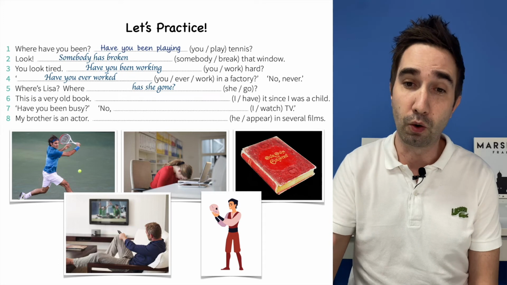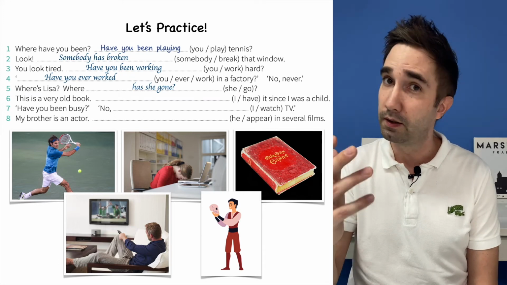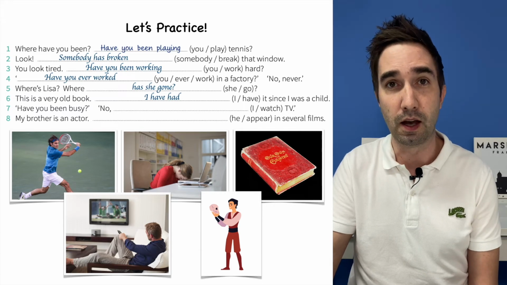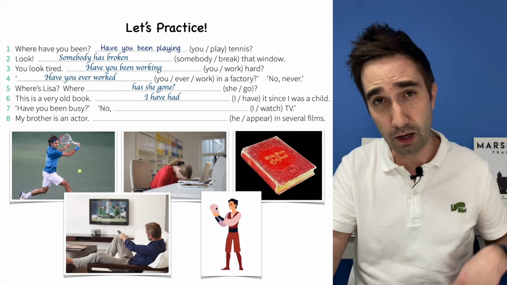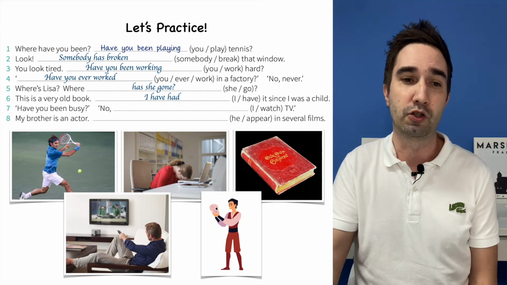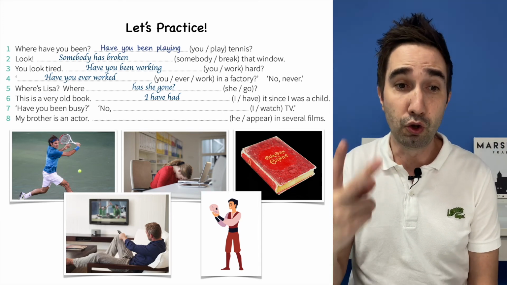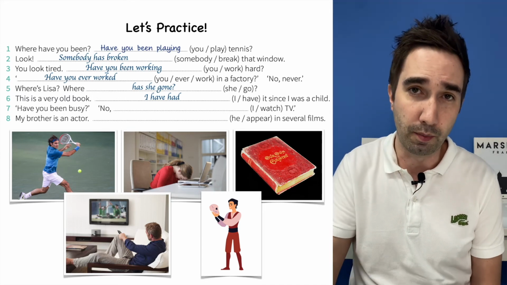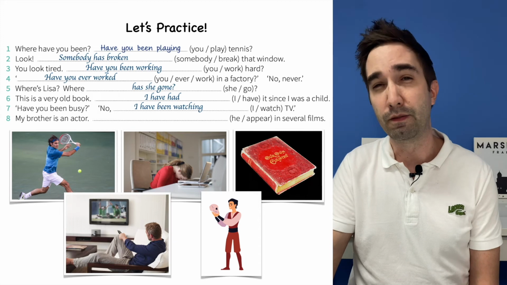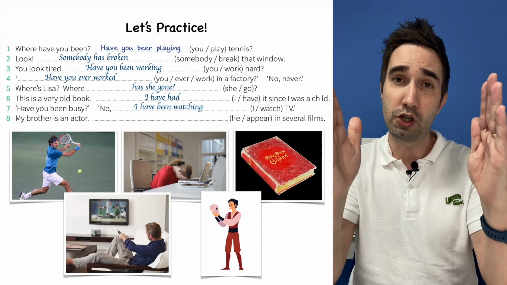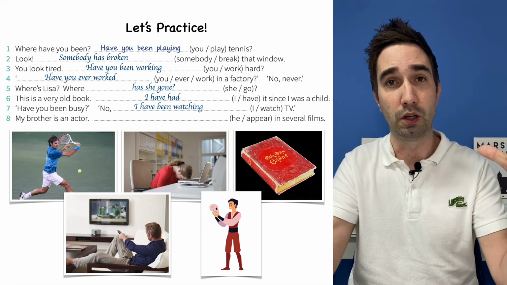And this is a very old book. I have, that's a state verb. So we're going to say, I have had it since I was a child. I got it when I was a child. I still have it. All right. And 2 more. Have you been busy? No. Look at the picture, that guy there in the bottom corner. I have been watching TV. So I started watching TV, still watching TV.